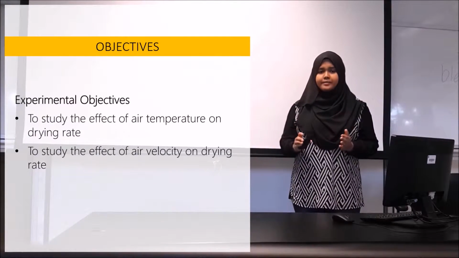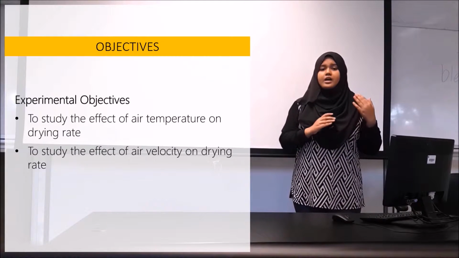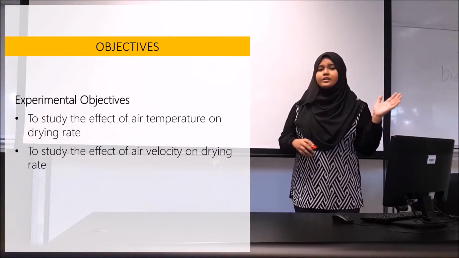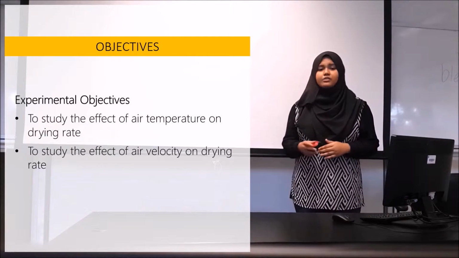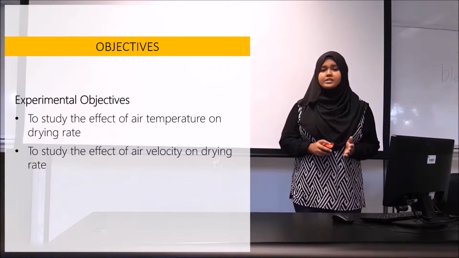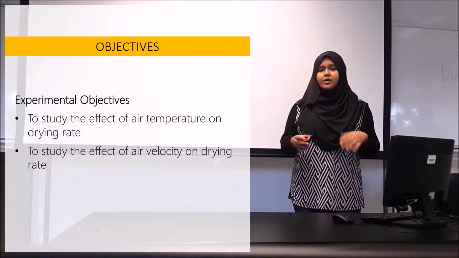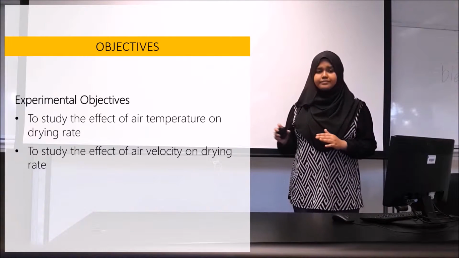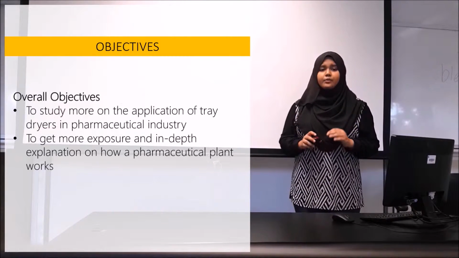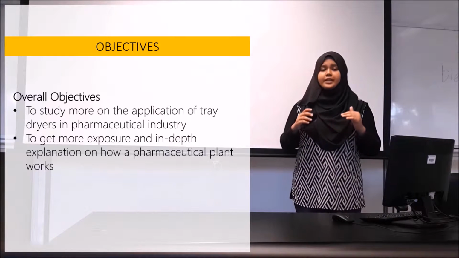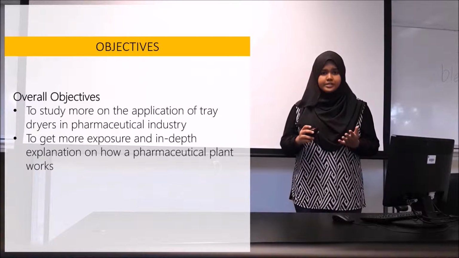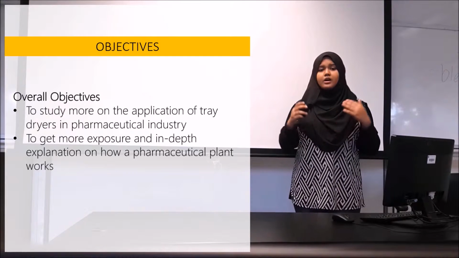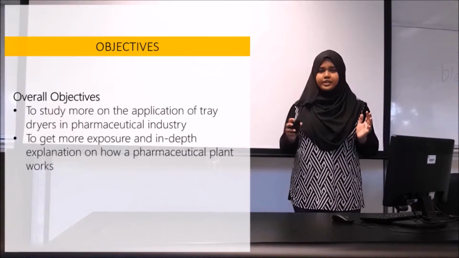Moving on to the objective. Experimentally, we did this experiment to study the effect of air temperature on drying rate, so we can see how different temperatures give different drying rates, and also to study the effect of air velocity on the drying rate, so we can see how the speed of air will affect the drying rate. Overall, we did this report to study more on the application of trade dryers in pharmaceutical industries, and also to get more exposure and in-depth explanation on how a pharmaceutical plant works generally.